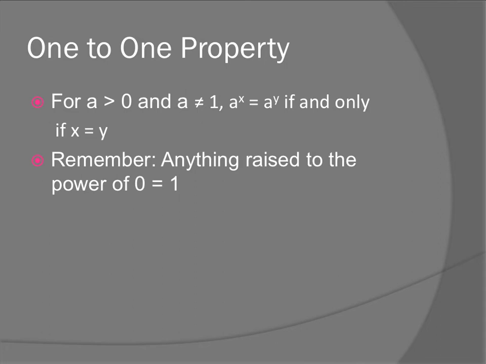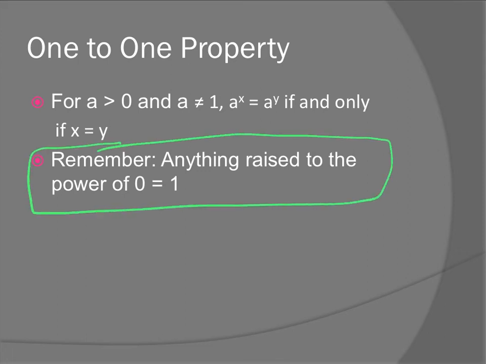Yes. One-to-one property. For the one-to-one property, a is greater than 0 and a is not 1, then a to the x equals a to the y if and only if x equals y. Does anybody know what that means? Okay, I'll show you in 1 second. Super easy.